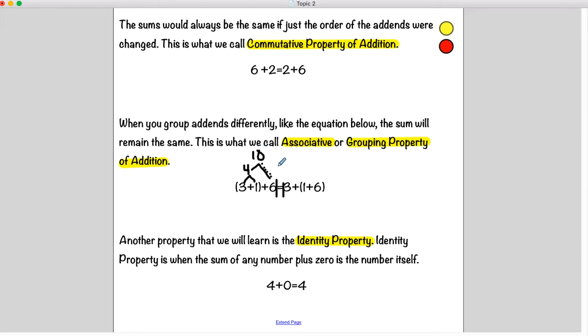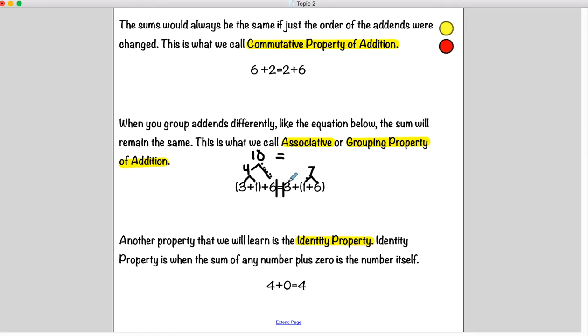I'm going to put my equal sign over here. I'm going to solve the same thing. Now notice 3 is not grouped with 1 anymore. 1 is talking to 6. I'm going to solve that first. So 1 plus 6. So I'll start with my bigger number, 6, and then 7. So I have 7 here.